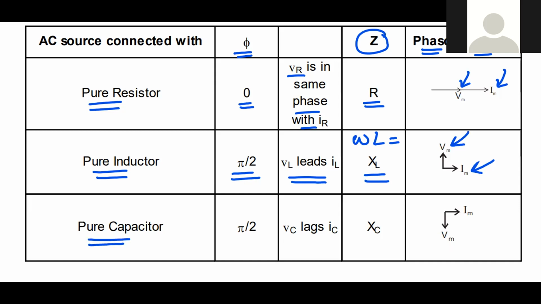Move on to the pure capacitor. Again, the phase difference is pi by 2. But who is leading? Who is lagging? Voltage is lagging. XC is capacitive reactance, and we find it by 1 by omega C. And you can see the phasor diagram. Current is here. Where is voltage? Voltage is behind. It is lagging. Do we understand this? You will have to draw this diagram.